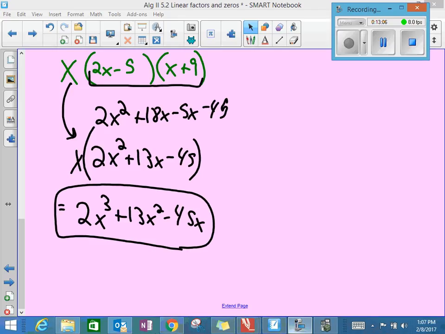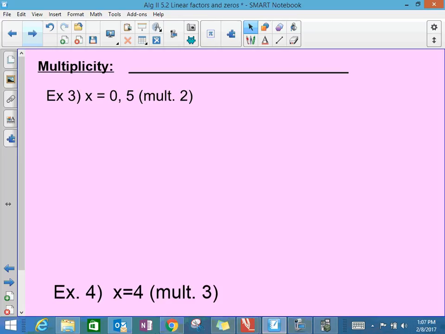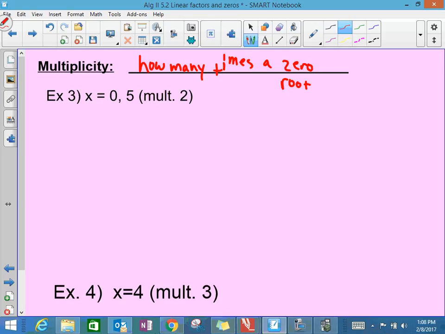All right. Now, one more thing we're going to look at is a new vocabulary term called multiplicity. Multiplicity just means how many times a 0 or root occurs. And again, you'll see this on the ACT too, actually. So multiplicity just tells you if a root happens more than once, instead of saying it happens this many times, they just say what its multiplicity is, okay?